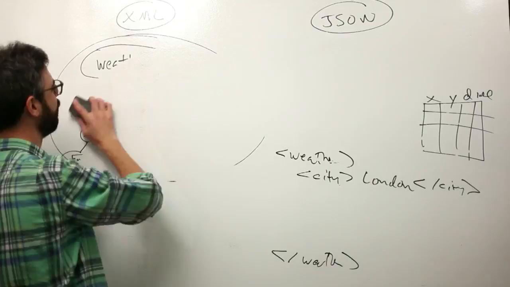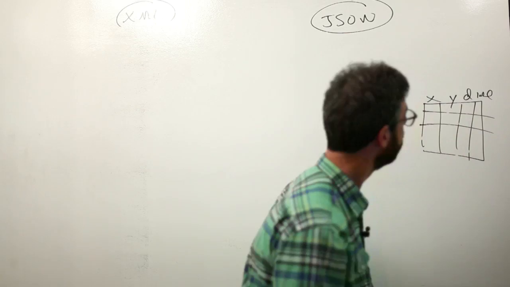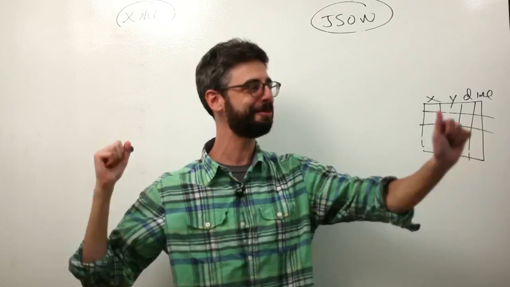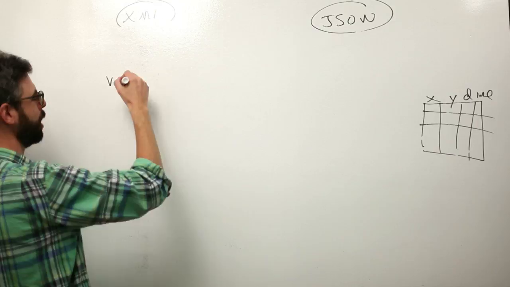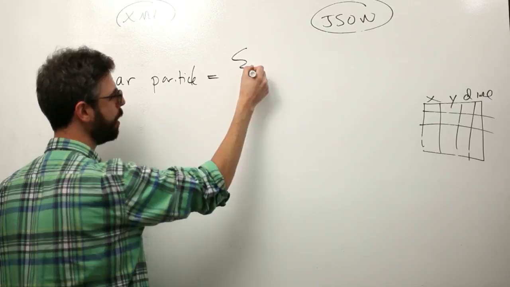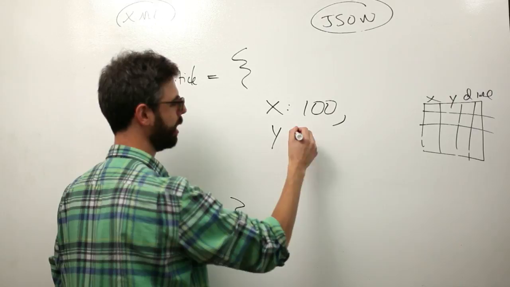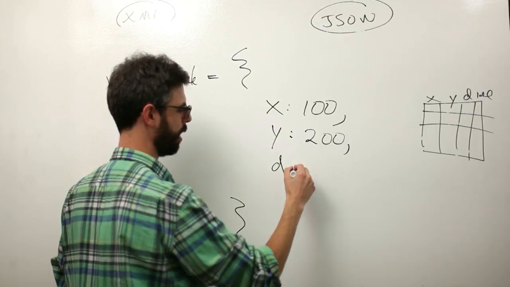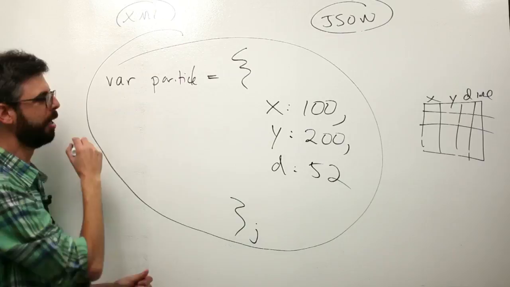Now let's think about JSON. JSON, JavaScript Object Notation. Now, if we'd been programming all along in JavaScript, we'd be like, yay, we're done. JavaScript Object Notation is just the syntax of JavaScript. And in JavaScript, you can make an object like this. I'm going to say var particle equals open curly bracket, close curly bracket. You know, x is 100, y is 200, and the diameter is 52. So this is a line of code in JavaScript which is declaring an object literal, a particle that has an x, a y, and a diameter.